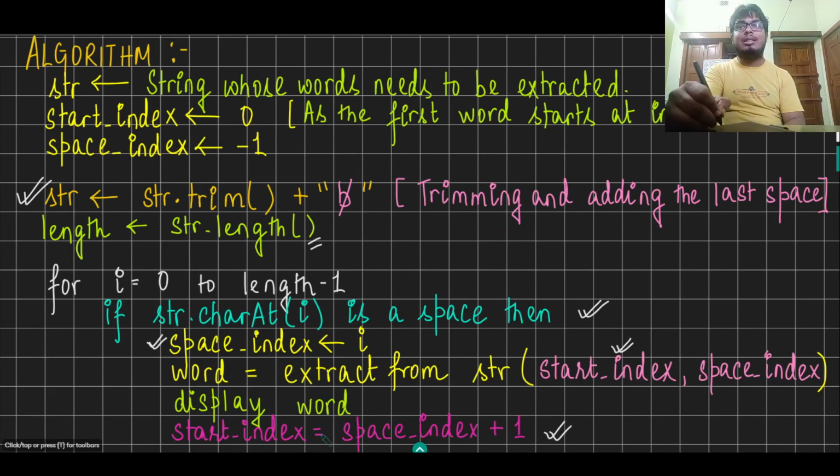And between these two statements lies our code. So we may display the word, or we may reverse the string word by word. So any code that you want to perform with the word extracted will go between these two lines. But for the purpose of this algorithm, we are just going to display the word line by line.